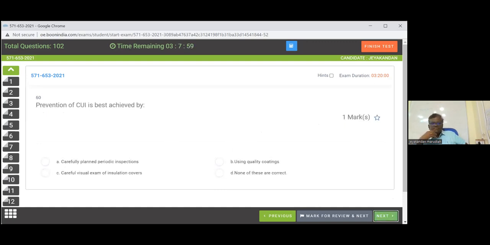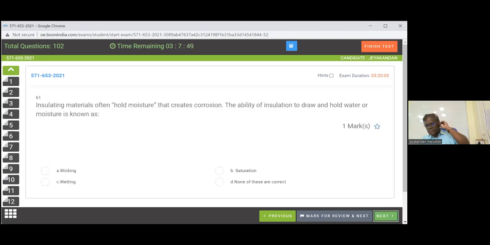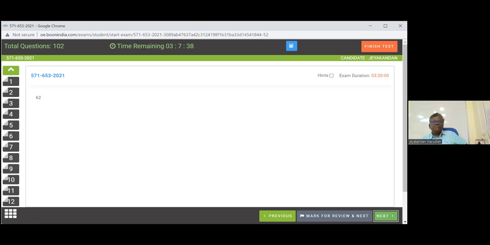Next. Prevention of CUI is best achieved by careful planning and using quality coatings. We have to use coatings. Insulating materials often hold moisture that creates corrosion. The ability of insulation to draw and hold moisture is known as wicking. That is called wicking.